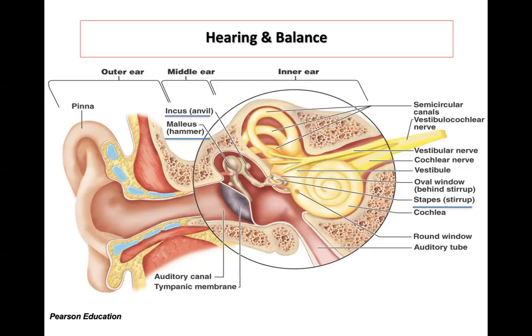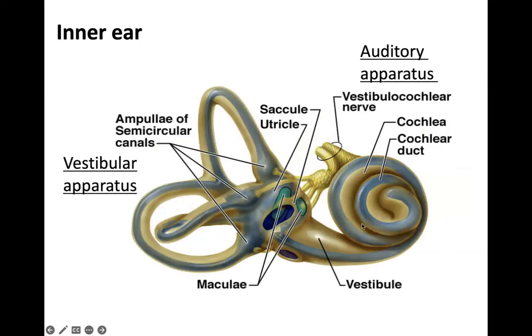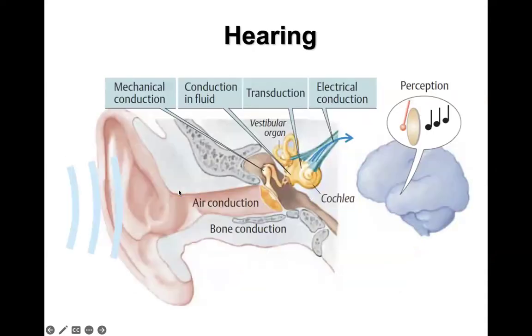Okay, so just these two nerves come together and travel to the brain. So this is the basic structure, right? And again, this is zoomed in. So we have basically two parts, or two apparatus. The one that plays a role in hearing, or auditory, is on this side, right? The cochlea here. And the vestibular apparatus, which is the three semicircular canals, plays a role in balance, okay?